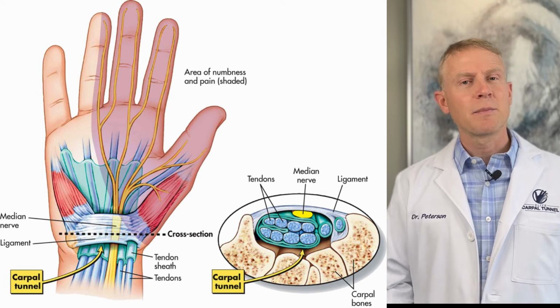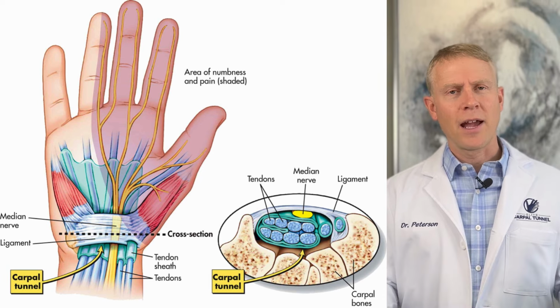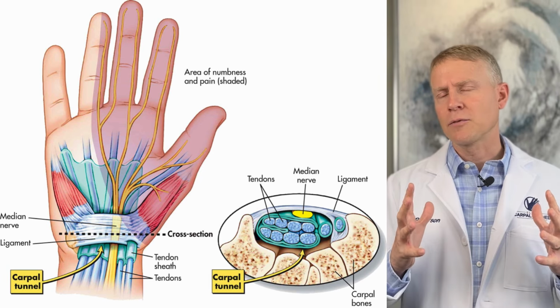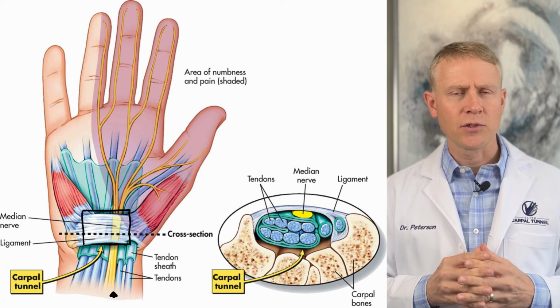The carpal tunnel. The pressure on the median nerve in the carpal tunnel occurs where it passes through a narrow passageway in the wrist called the carpal tunnel. This passageway is formed by the bones and the ligaments of the wrist. In this diagram, you can see that the median nerve and the flexor tendons to the fingers pass underneath a ligament called the transverse carpal ligament.